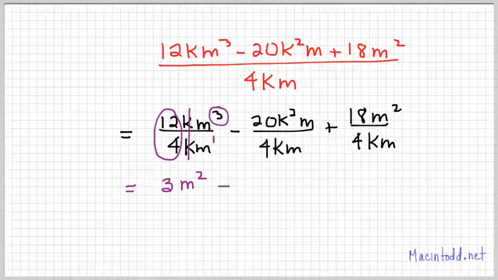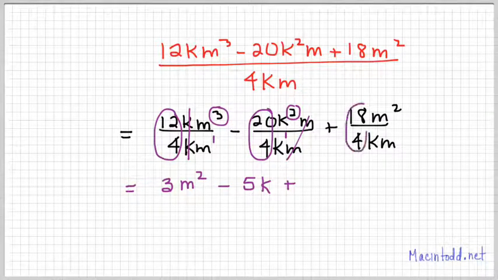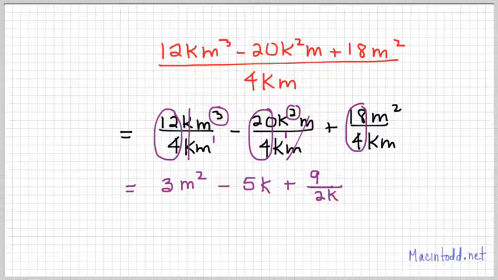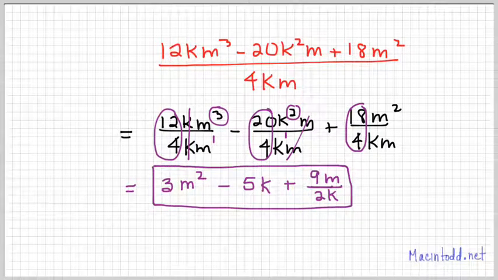Next, I have a minus sign. 20 divided by 4 is 5. Exponent subtraction there, because I'm dividing. I get k to the first power, and the m's cancel. And the last term, 18 and 4 are both divisible by 2, so that's going to be 9 halves. I'll end up with a k in the denominator and an m in the numerator. And so that would be the simplified form of that division problem.